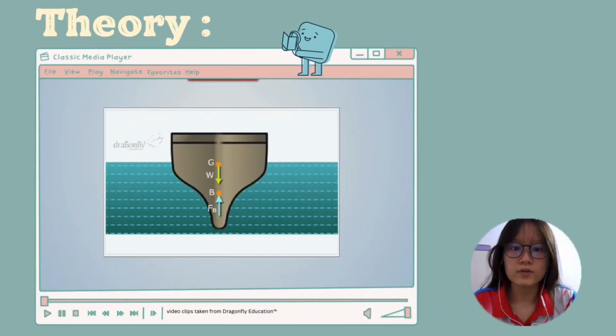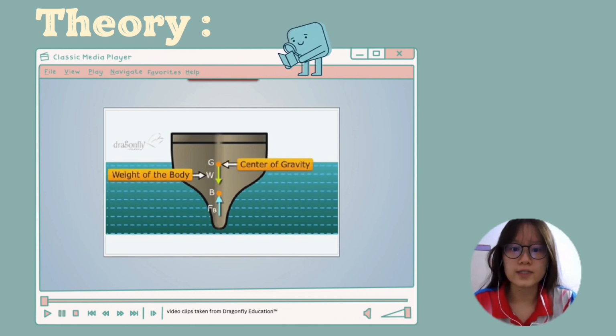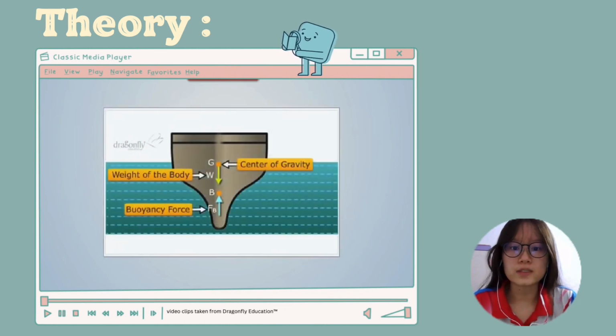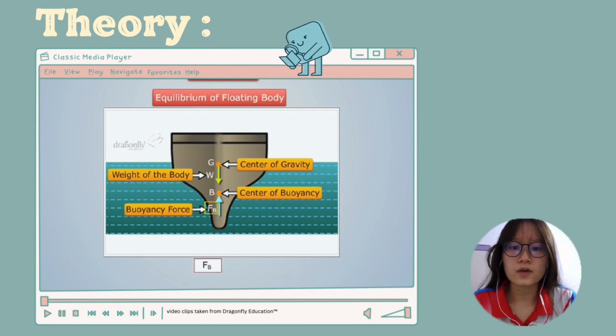A vertical downward force of gravity, which is equivalent to the weight of the body, W, acts at the center of gravity, G, and an upward vertical buoyancy force, Fb, which is equal to the weight of the water displaced by the immersed body, passes through the centroid of the displaced volume of water, that is the center of buoyancy. Now, for a floating body to be in equilibrium, the buoyancy force should be equal to the weight of the body. Also, the center of gravity and the center of buoyancy should lie on the same vertical line called the center line BG.